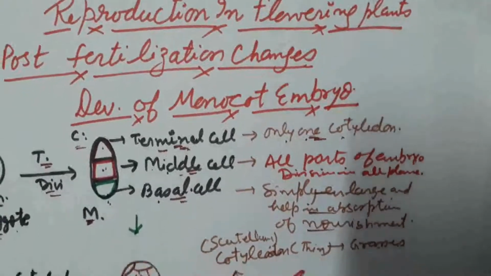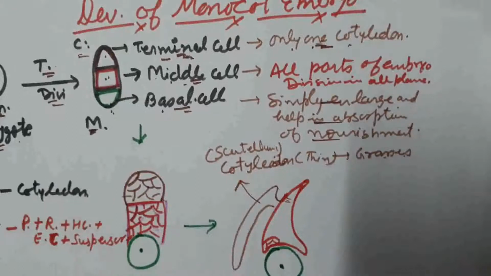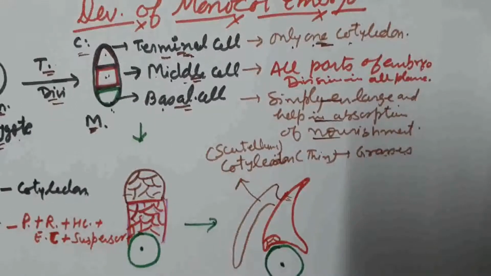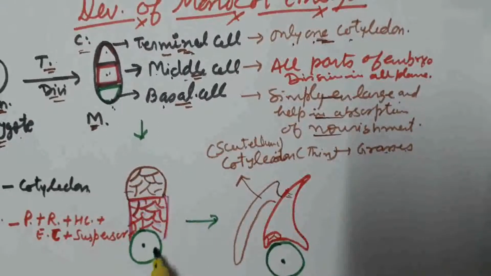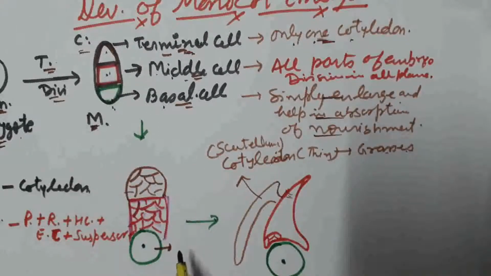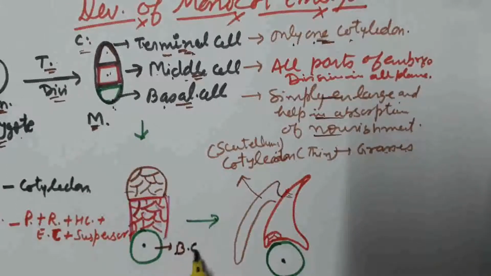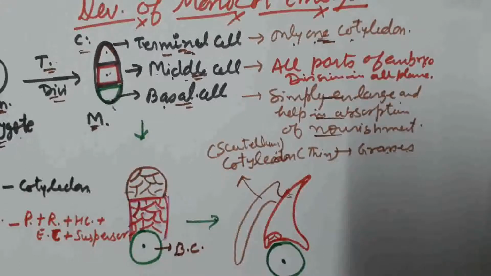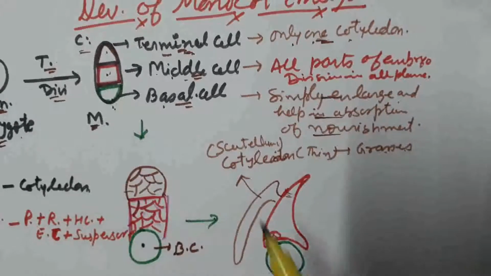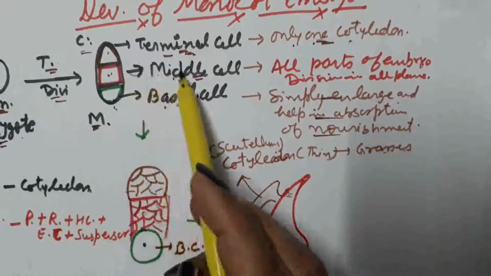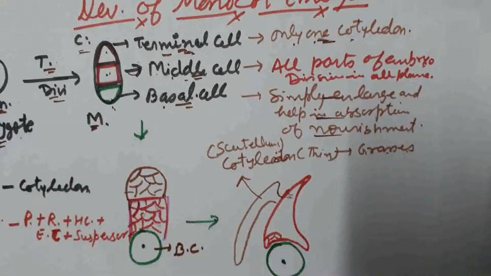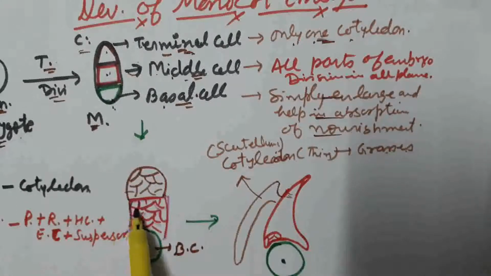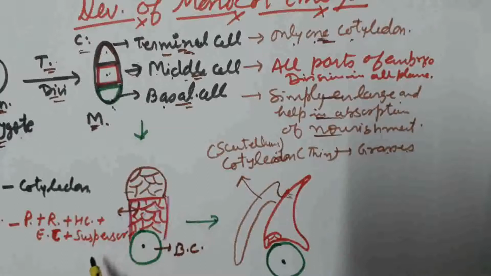I am going to draw the structure now. From the basal cell, no further division takes place. It only enlarges in size and helps in the absorption of nourishment. This is the basal cell, which simply enlarges in size. In the middle cell, division takes place in all the planes, so it gives rise to a mass of cells. These are the group of cells produced by division of the middle cell.